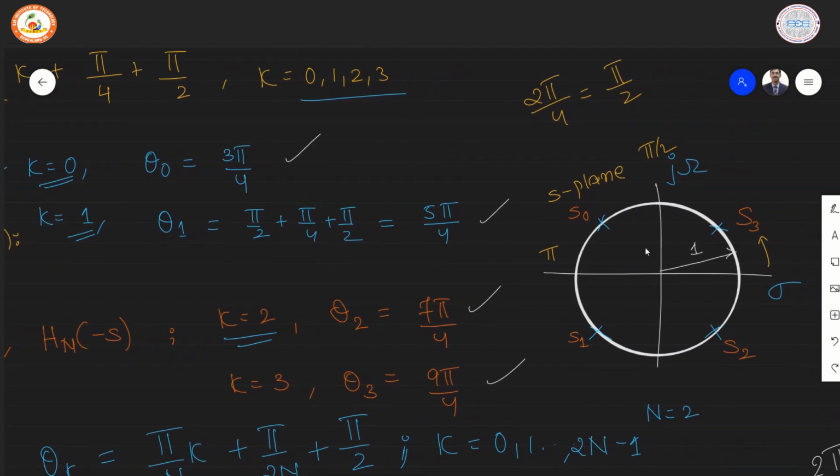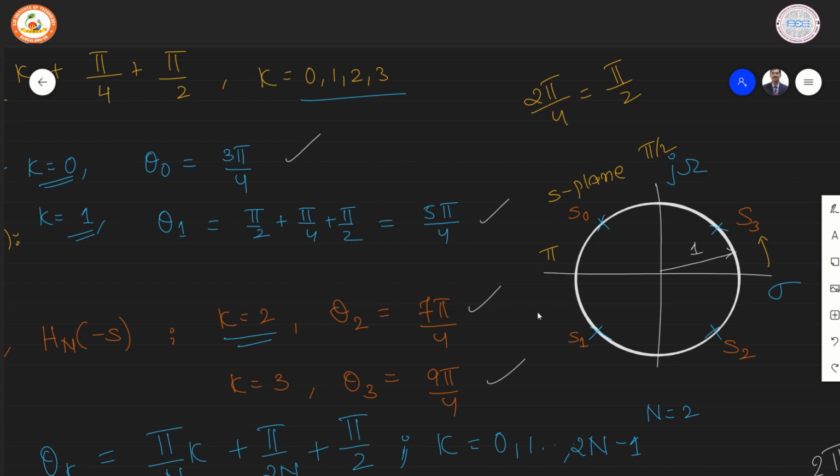So on the S plane, you can see the unit circle. Sigma corresponds to the real axis, and j omega is the imaginary axis. The circle is of radius 1, and all the poles lie on the unit circle and they are equidistant. So S0 is the first pole which we have just calculated, S1 is the second pole, S2 is the third, and S3 is the fourth. We observe that S0 and S1 lie on the left half of the complex plane, and S2 and S3 are on the right half.